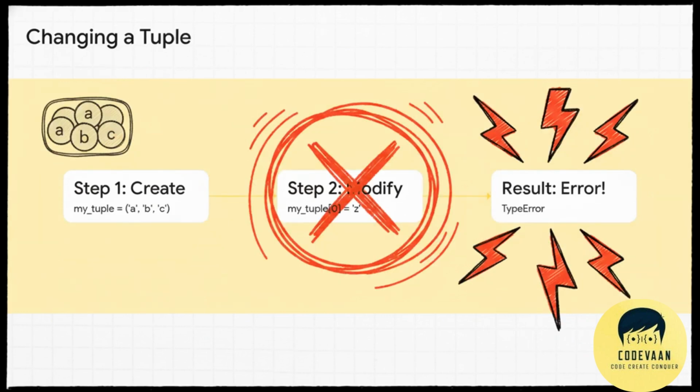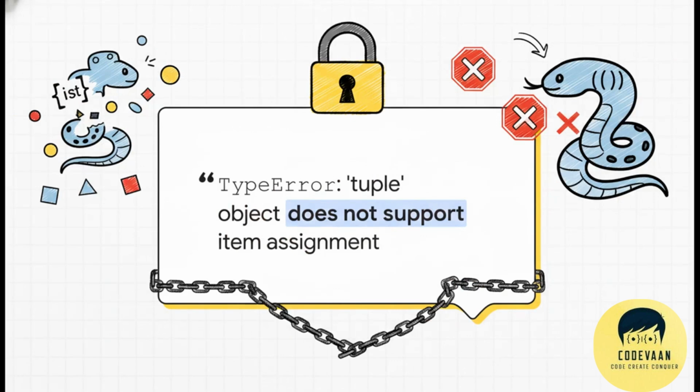Now, let's try to pull the exact same move, but this time with a tuple. We create it with the same values, we target that first item at index 0, we try to assign it a new value, and what happens? Bam! An error. And this error message says it all. Python just stops you dead in your tracks with a very specific type error. It's telling you, loud and clear, that you are not allowed to assign a new value to an item inside a tuple. Once it's created, its contents are locked. This idea is the core of immutability.